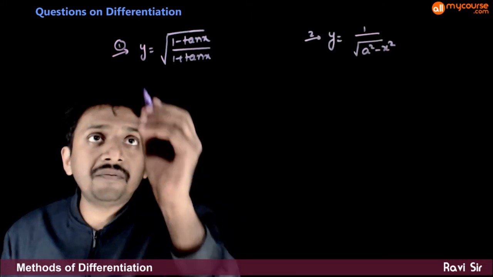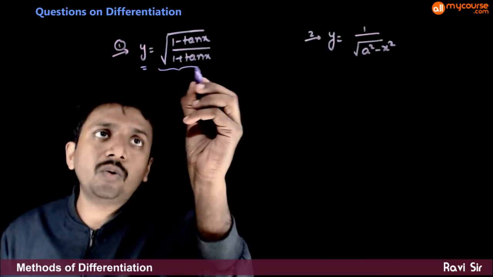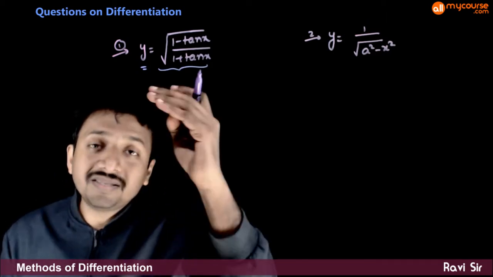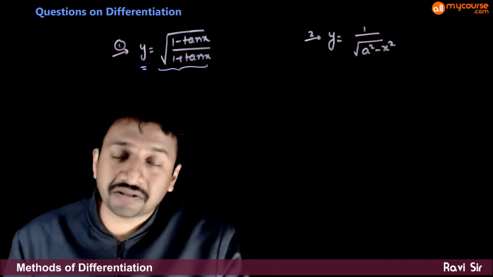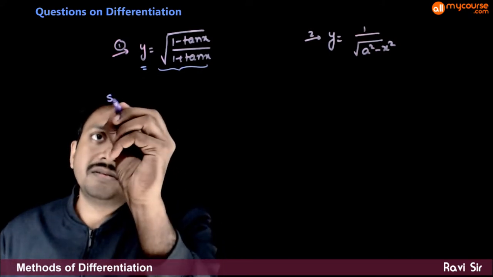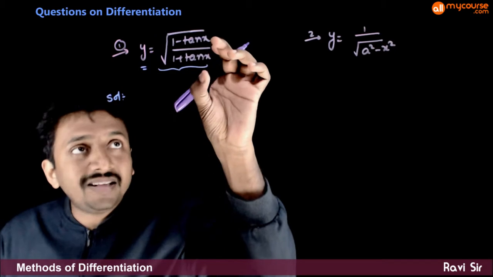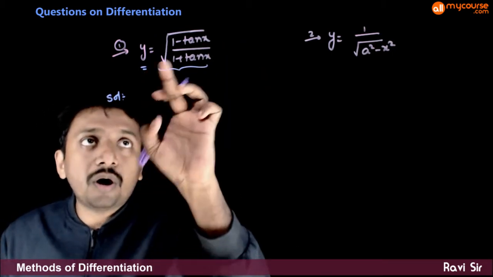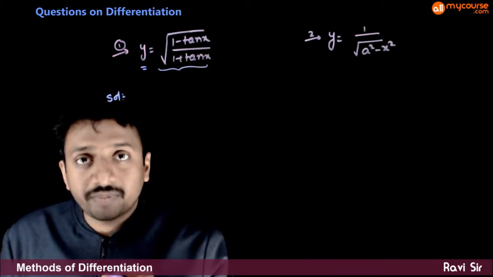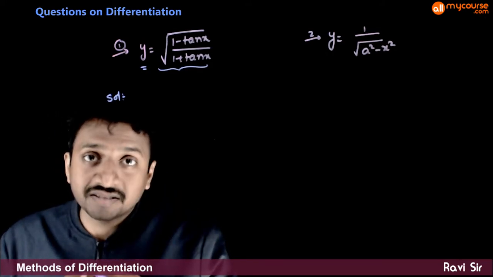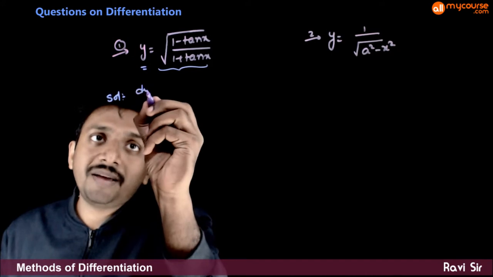In this question, you're given y is equal to root of (1 minus tan x) by (1 plus tan x). What is the differentiation of this function? So this is also a composite function which contains a quotient function. Root of (1 minus tan x) by (1 plus tan x). So what is dy by dx?